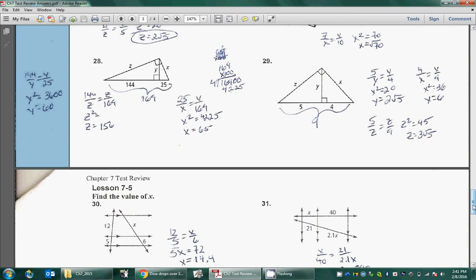So for 28, again, y is right in the middle. So it's in the middle between 144 and 25. It's touching both pieces. It's the geometric mean between those two. So I've got to multiply 144 and 25, and then take the square root.